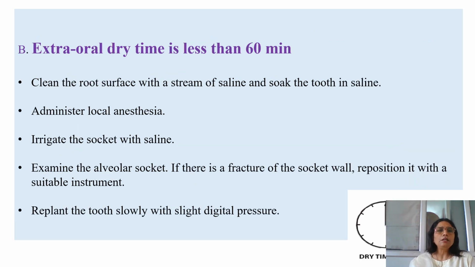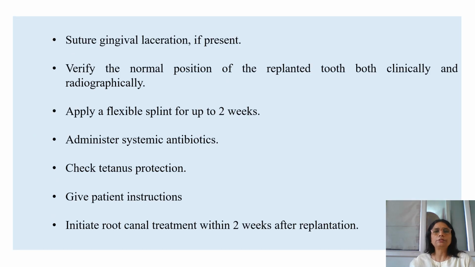The second category is when the reimplantation was done within 60 minutes. So the extraoral dry time is less than 60 minutes. The first step is you should clean the root surface with a stream of saline and soak the tooth in saline. Administer local anesthesia. Gently irrigate the socket with saline. Examine the alveolar socket. If there is any fracture of the socket wall, reposition it with an instrument. Now reimplant the tooth slowly with slight digital pressure.